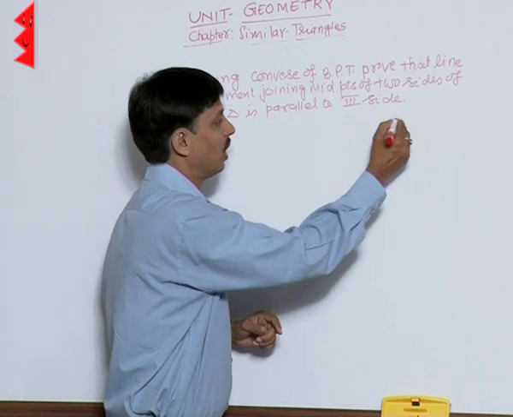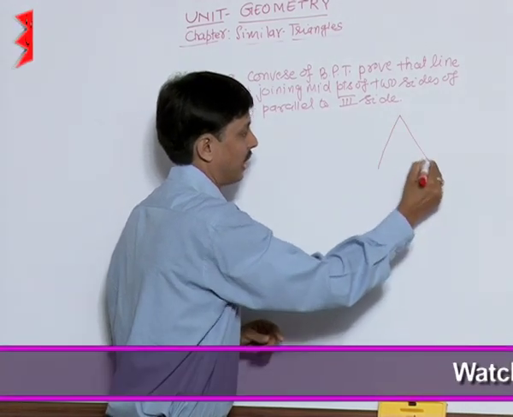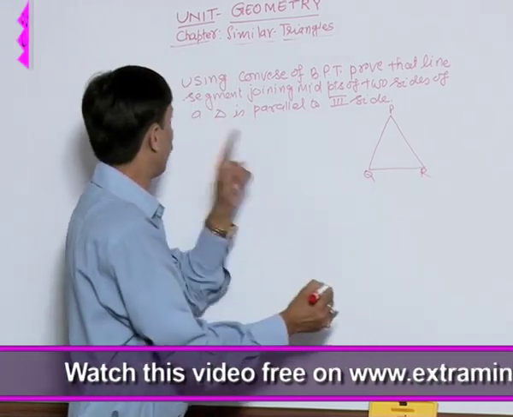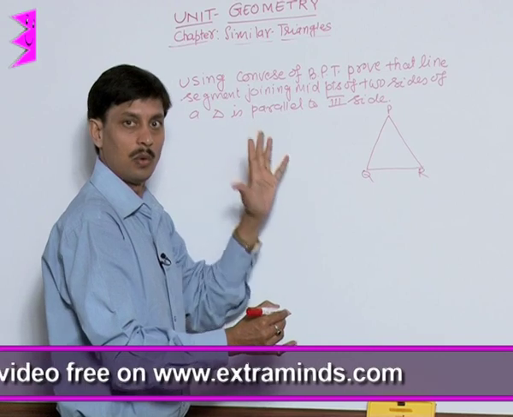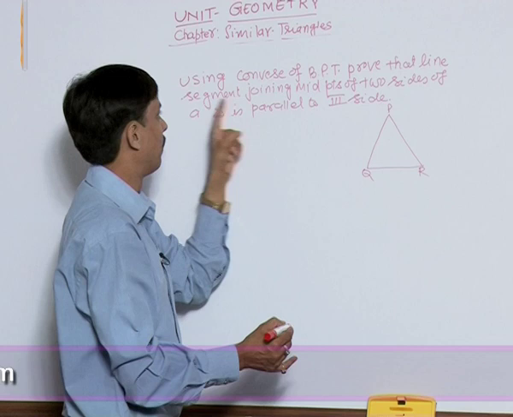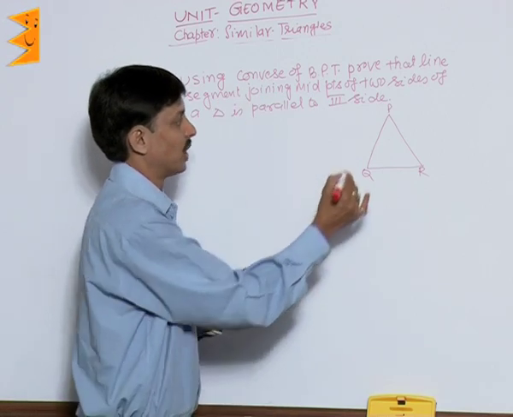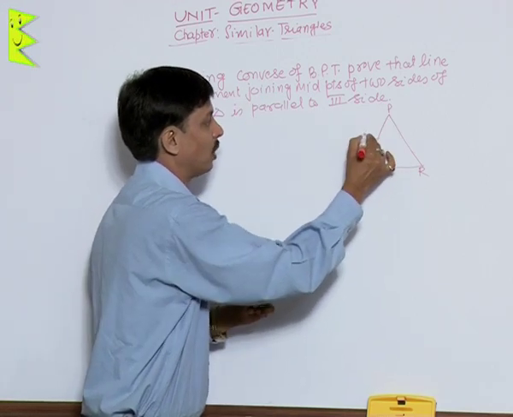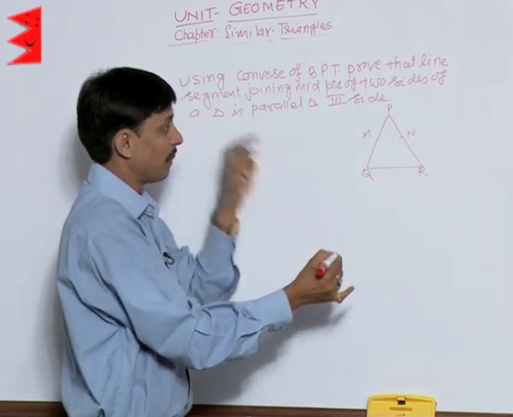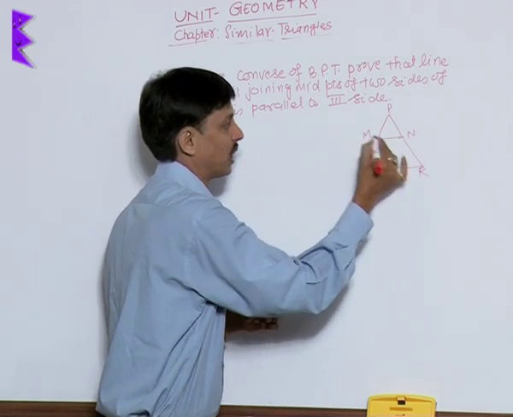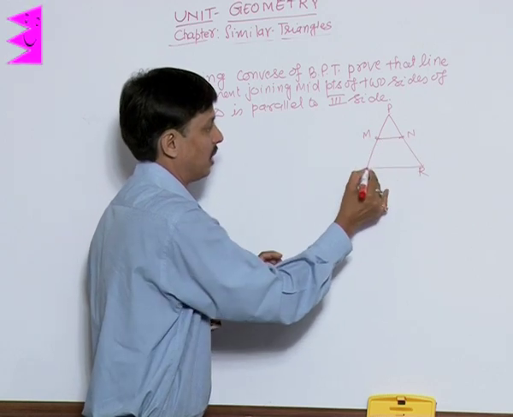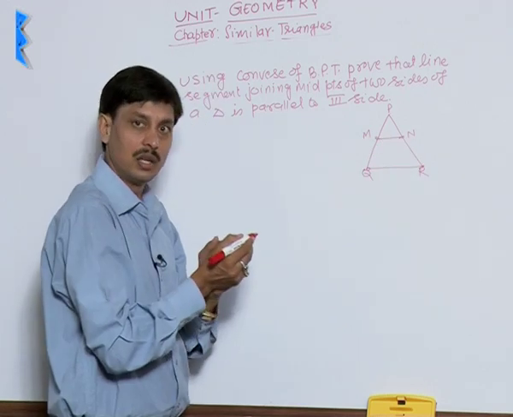First of all, we will draw a triangle. Let us suppose the triangle is PQR. The question is using the converse of BPT. We need to prove that the line segment joining the midpoints of two sides... Suppose the midpoint of PQ is M and the midpoint of PR is N. The line segment which joins the midpoints of two sides is MN. We need to show that this line segment MN is parallel to the third side QR.